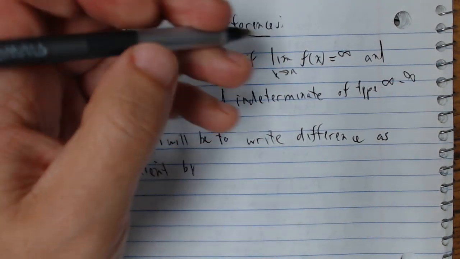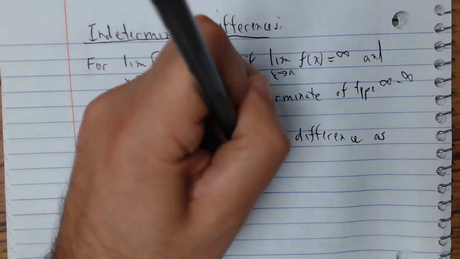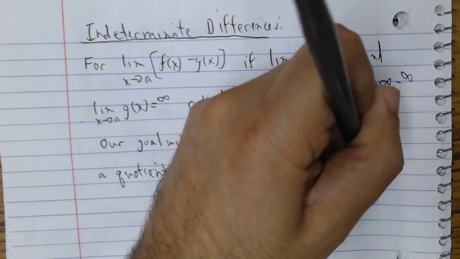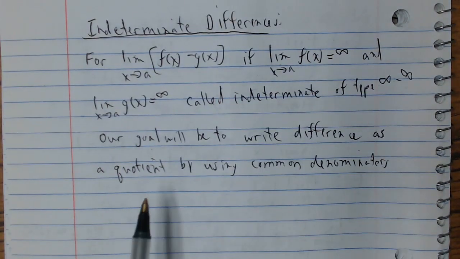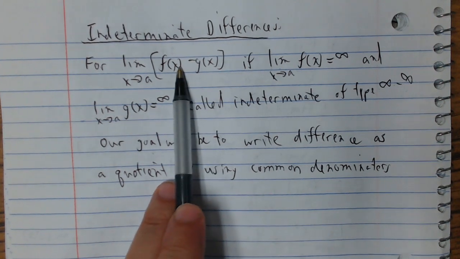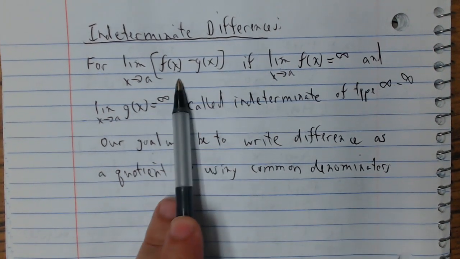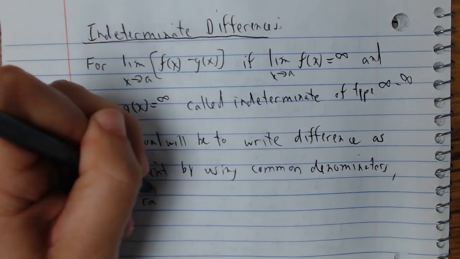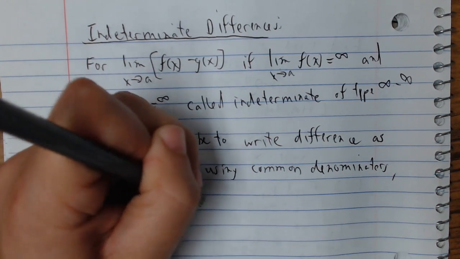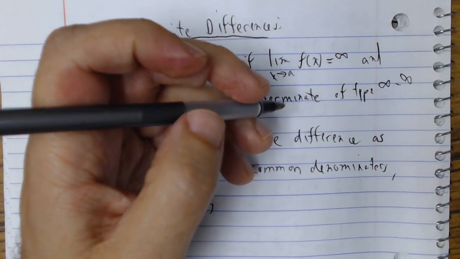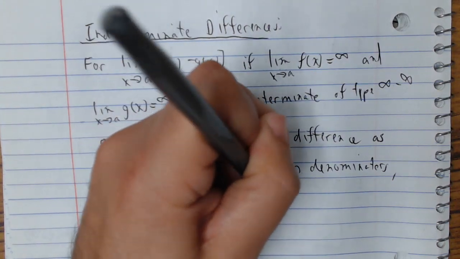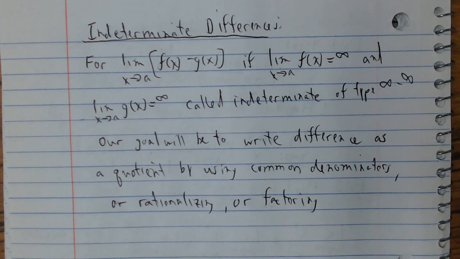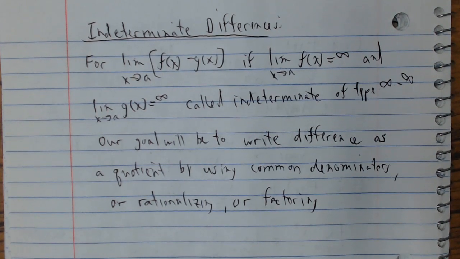by using a common denominator. So basically, if I notice that f and g are two different rational functions, maybe I should get a common denominator, put them together, or rationalizing, or factoring. So for this one, there may be different ways where I could try to force out a fraction from this. And sometimes I might not be able to force out a fraction.